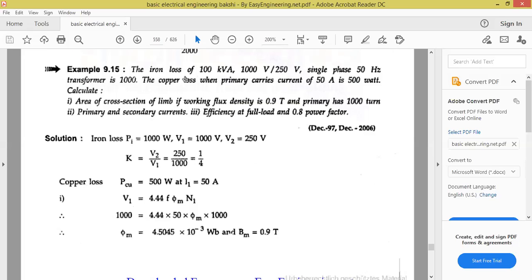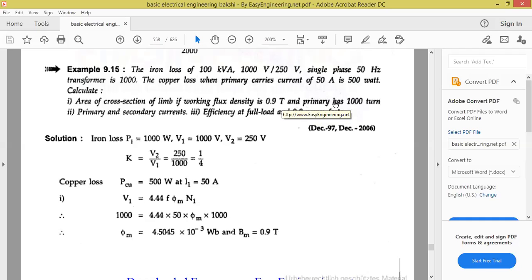I am saying iron loss of 100 kVA. What is the VA rating? 100 into 1000, 1000 by 250, single phase transformer, iron loss is 1000. Copper loss when primary carries a current of 50 amperes is 500 watts. So I1 current is given and copper loss is how much? 500 watts. Area of cross section. So whenever they are asking area of cross section or anything, you know the transformer formula. What is the transformer formula? EMF equation. E is equal to 4.44 F into magnetic flux into N1. So N1 you can calculate easily. Okay.